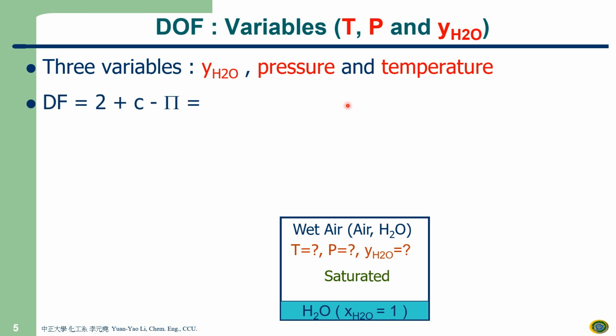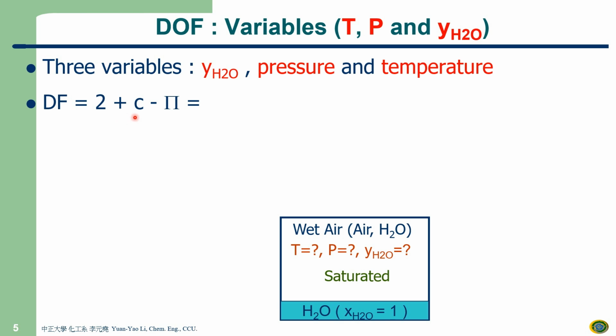And what's the DOF? How many pieces of information do I need to give you so you can get these three? Of course, if I give you all three, you can complete this system. But if I give you one, can you solve for the other two? How many pieces of information are required to complete this system? 1, 2, or 3? So let's use DOF.